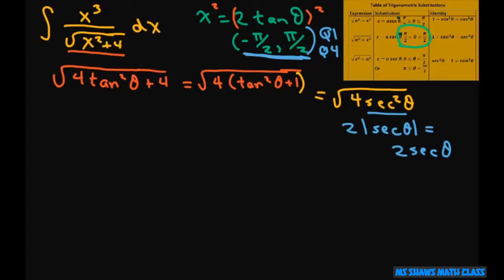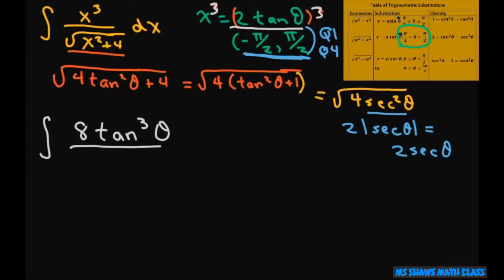So now we can do our substitution, and that's going to give us x cubed. So x cubed, we're going to cube this. 2 cubed is 8, so you're going to get 8 tan cubed of theta divided by 2 secant of theta.